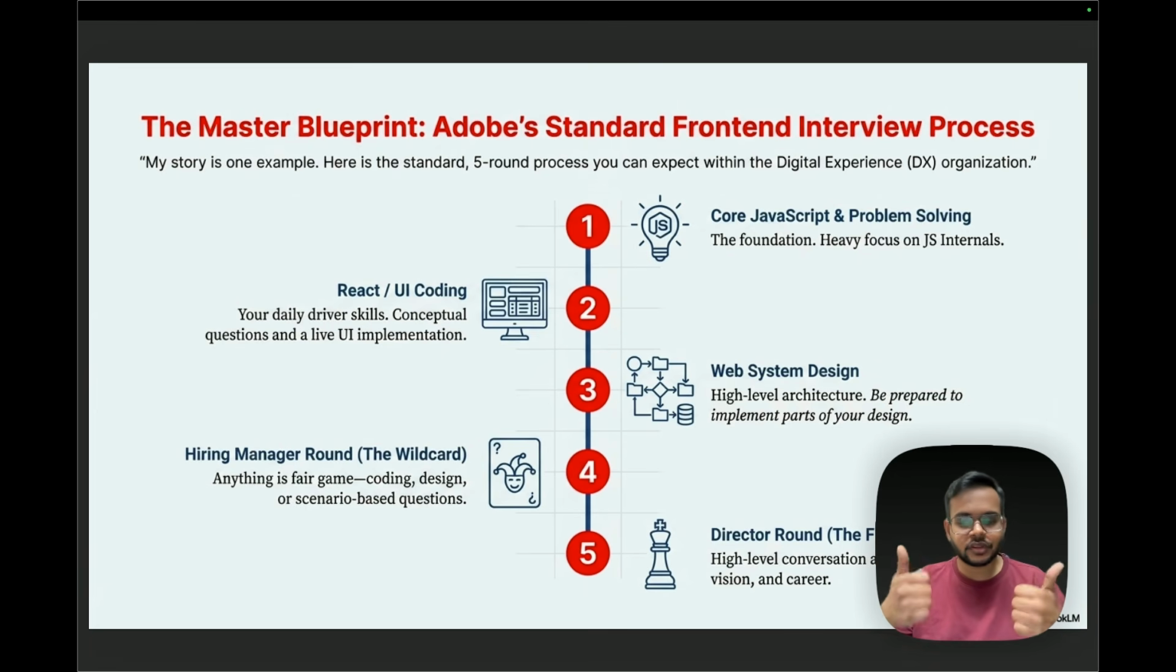So usually the first round we have is core JavaScript and problem solving. This is the foundational round. Here we focus on the JS internals. You can expect questions like closures, prototypal inheritance, how JavaScript executes underneath, and you can expect output-based questions or implementation questions like polyfills or maybe machine coding, right?